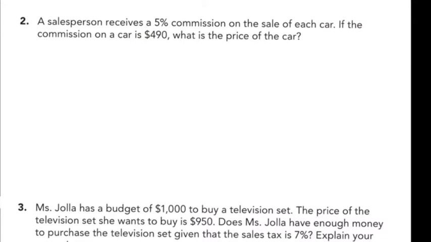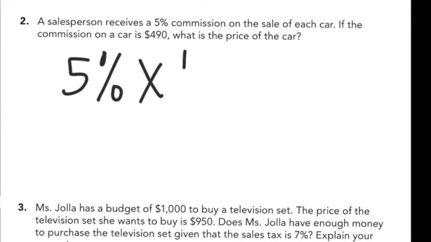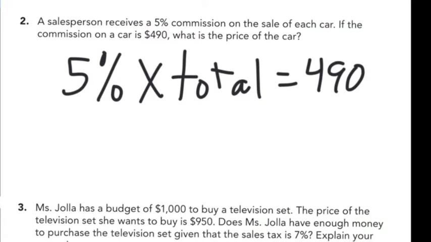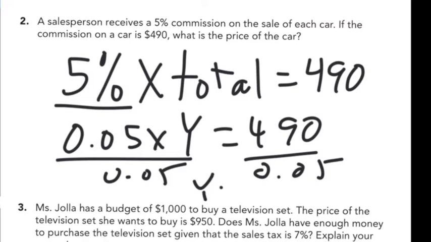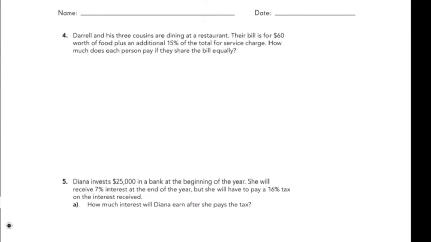We're going to use a formula for this one. So we have 5% times the total of the car. And when I say total of the car, I mean how much the car cost, equals his commission, which is $490. So we have total, which you know to put in a variable. First of all, let's change this to 0.05 times y, equals 490. So all you have to do here is divide by 0.05, divide by 0.05, and y will equal blank. You guys could solve that at home, and that will give you your answer.